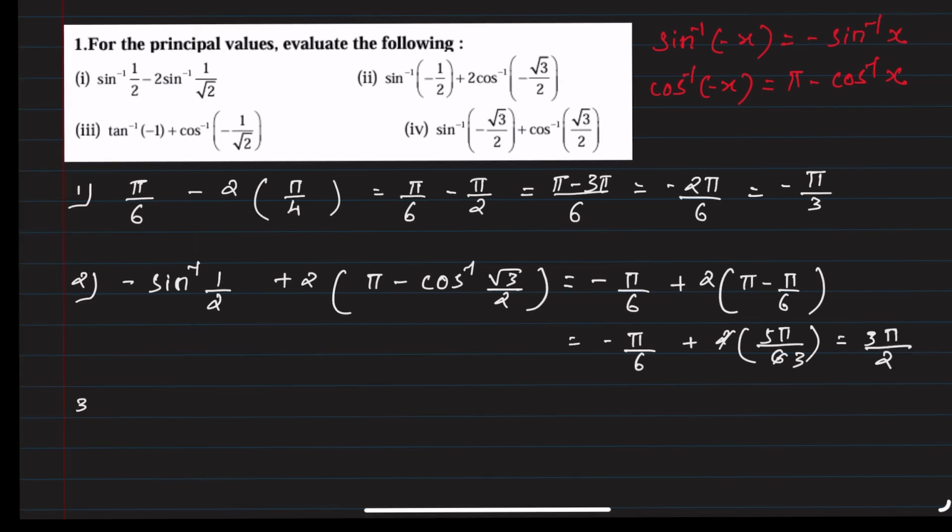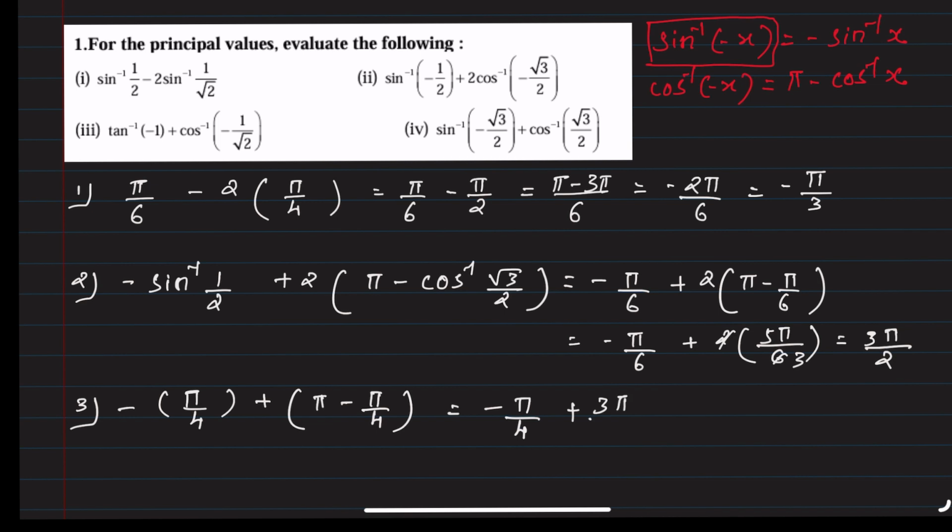Okay, third one, tan inverse of minus 1. Tan inverse lies in the group of sine inverse. So tan inverse of minus x is equals to minus of tan inverse x. So minus tan inverse 1, which is nothing but pi by 4, plus cos inverse of minus theta will be pi minus cos inverse of 1 by root 2, which is nothing but pi by 4. So the value which we'll get is minus pi by 4 plus 3 pi by 4, which is equals to 2 pi by 4, or pi by 2.